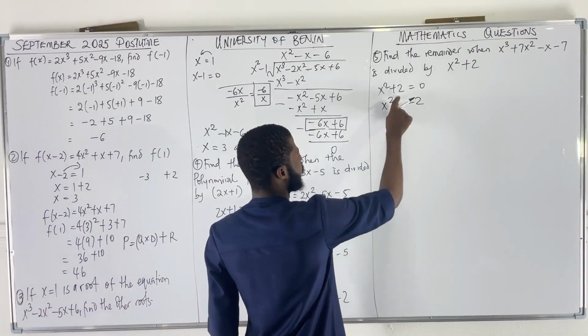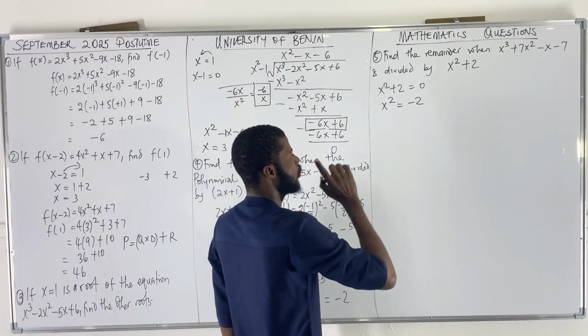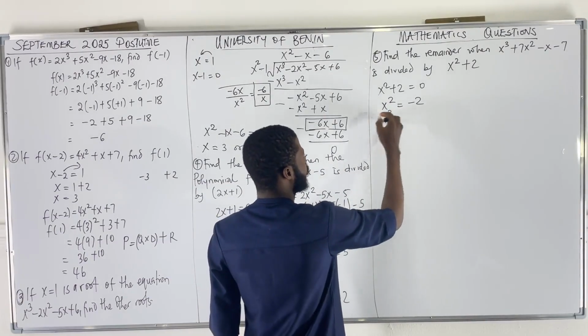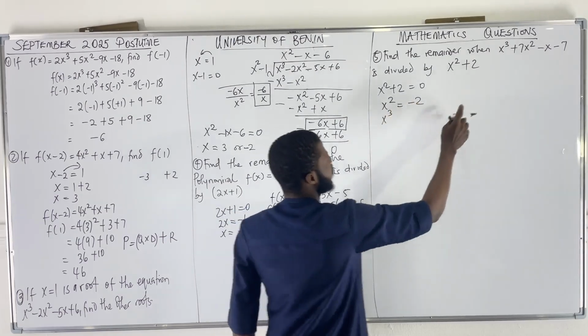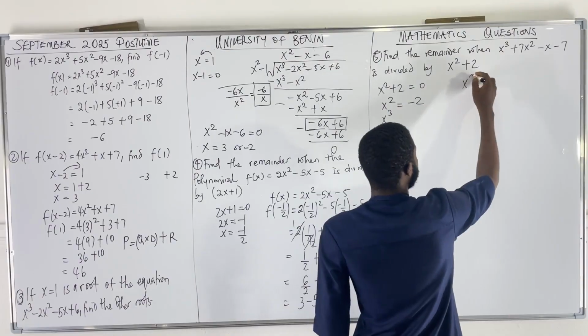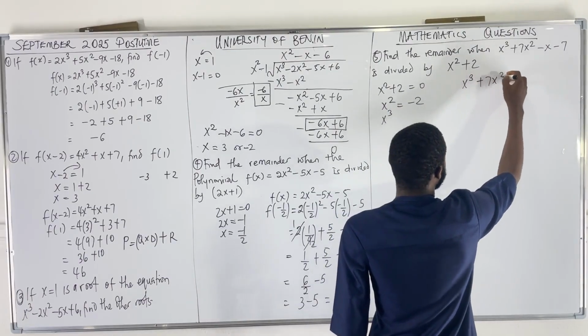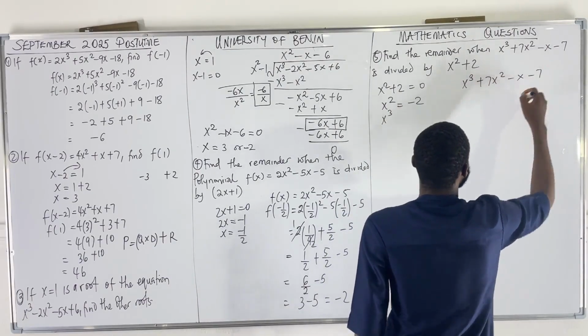Now if s squared is equal to minus 2, do you know that I can get the value of s cubed? Yeah, I can get the value of s cubed. So let's proceed. So this is my polynomial, s cubed plus 7s squared minus x minus 7.